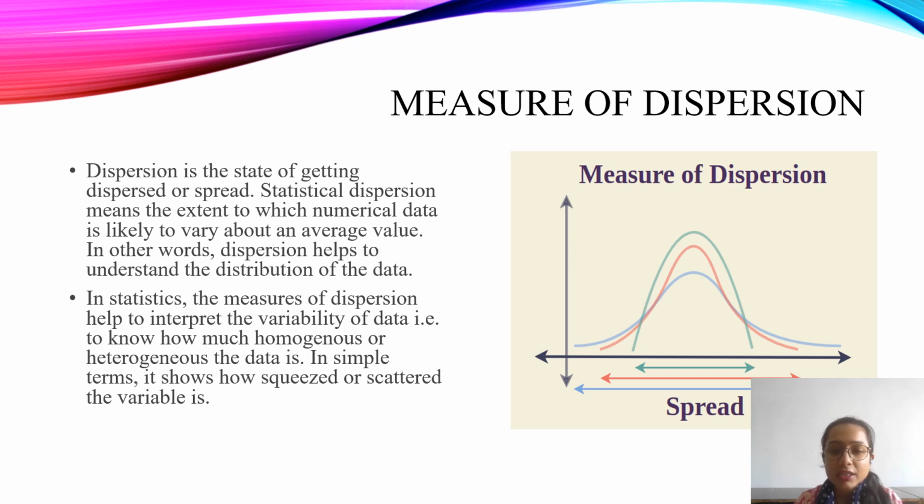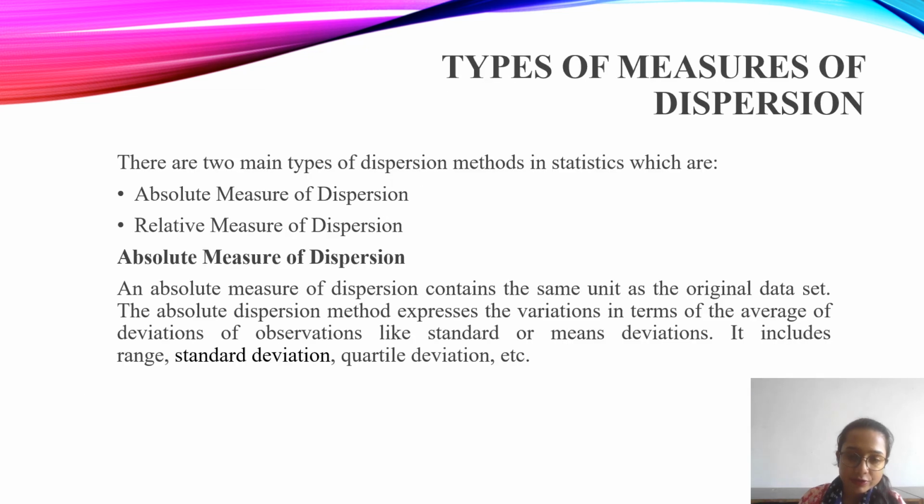So basically, in the diagram, you can see a graph and how much the data is dispersing, which is represented by lines of different colors. As you can see, the green line has very little dispersion. The red line is more dispersed than green. The blue line is highly dispersed. How much dispersion there is in the graph is observed by the measure of dispersion.